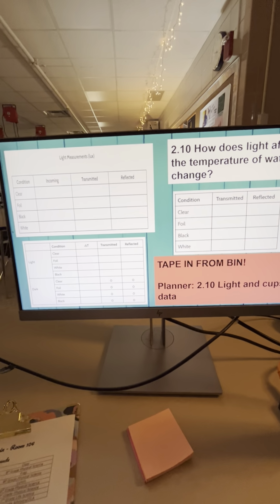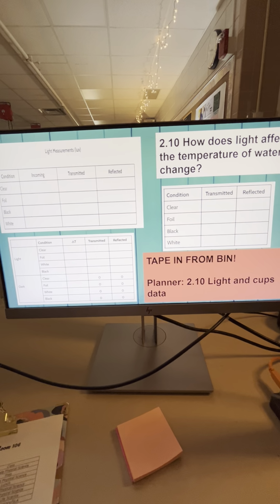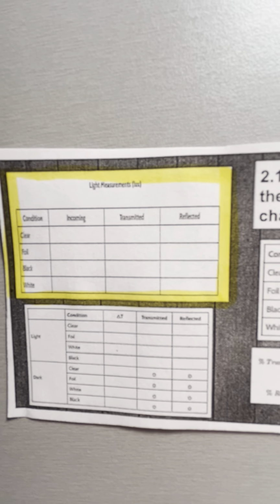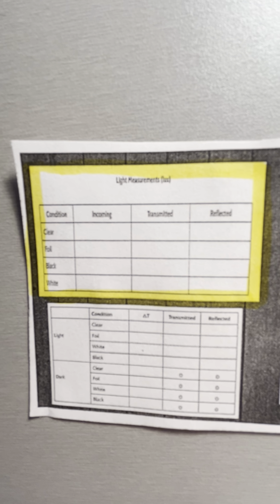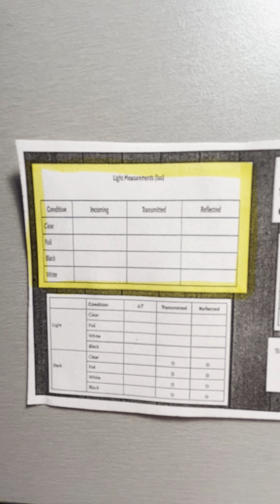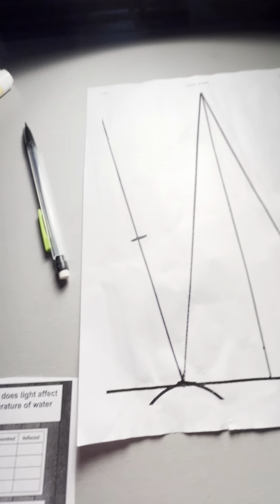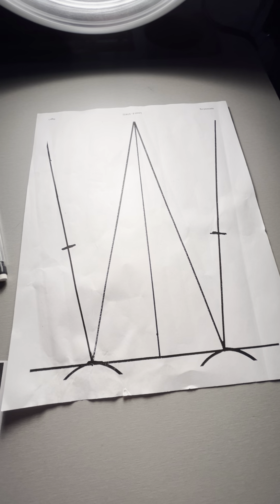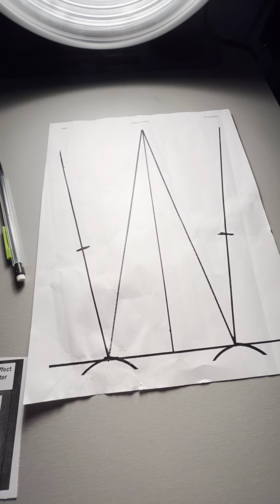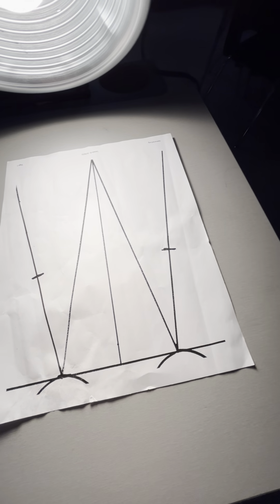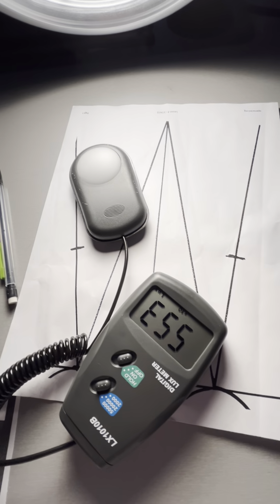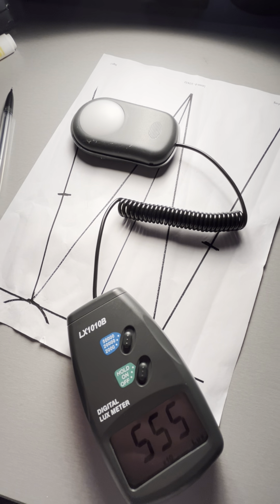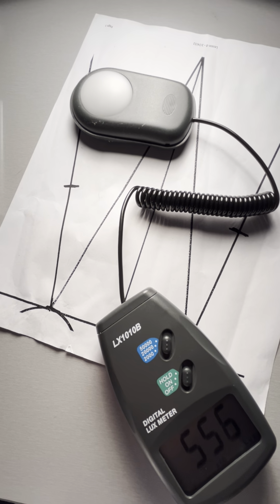So this is lesson 2.10. For the first part of the lab, we are going to be looking at this section of your chart that I have highlighted in yellow. We will be using our light, this paper that helps us to know where to place things as we are doing the lab, and we will be using our light meter that we have used before. And remember, the light meter reads light in what is called a lux.